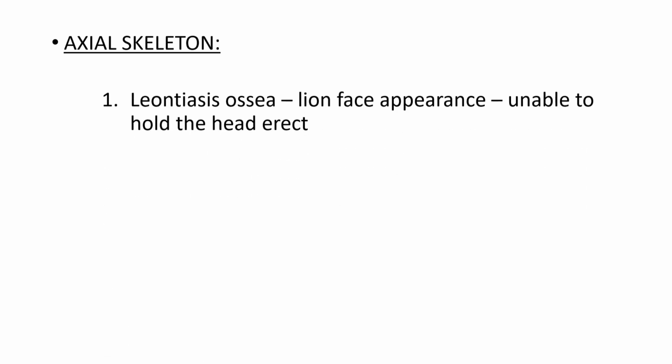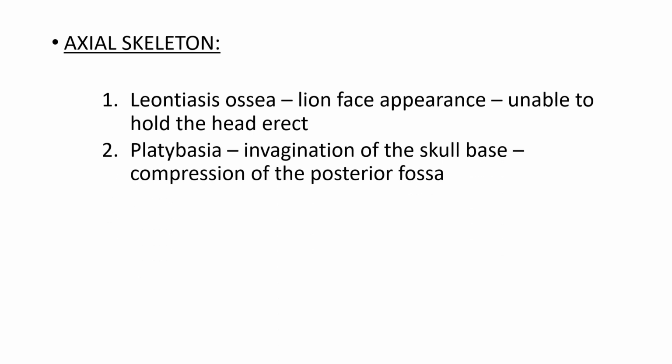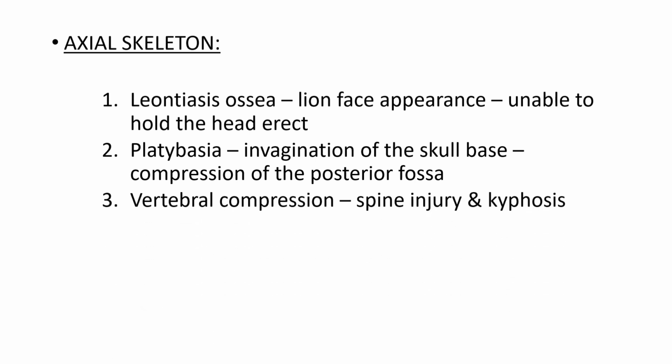Now let's see the clinical features of the axial skeleton. The patient's face will look like a lion, which is known as leontiasis ossea, and the patient will be unable to hold his head erect. Next comes platybasia, which means there will be invagination of the base of the skull, and there will be compression of the posterior fossa of the skull also. And there will be vertebral compression also, which will lead to spine injury and kyphosis. Spine injury will eventually lead to spinal nerve injury. So there will be neurological complications also.